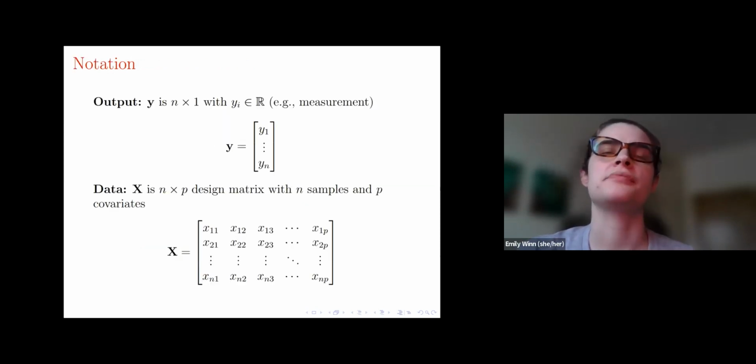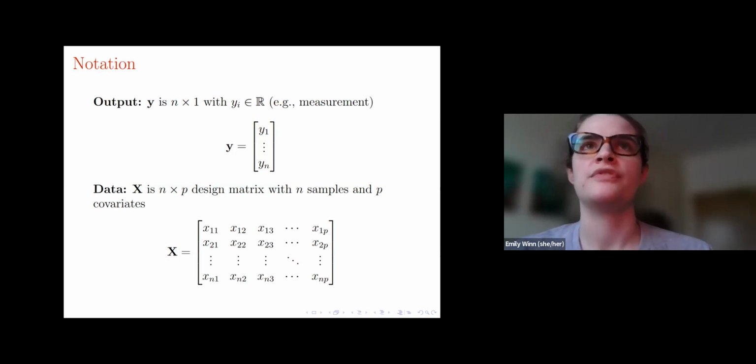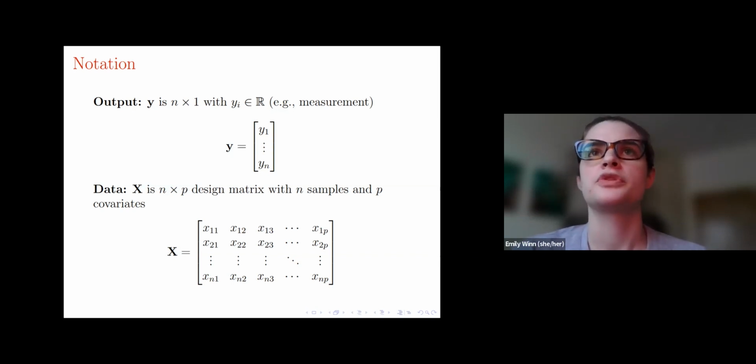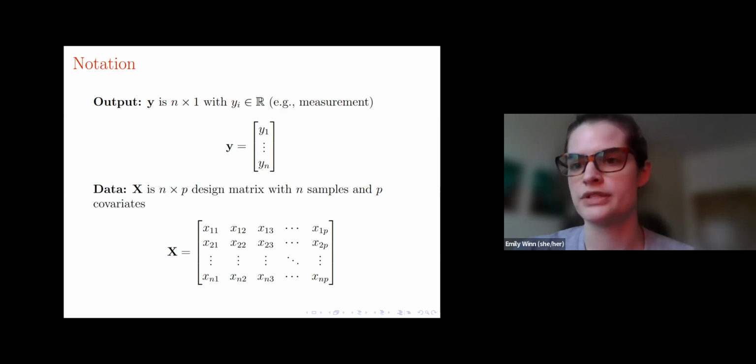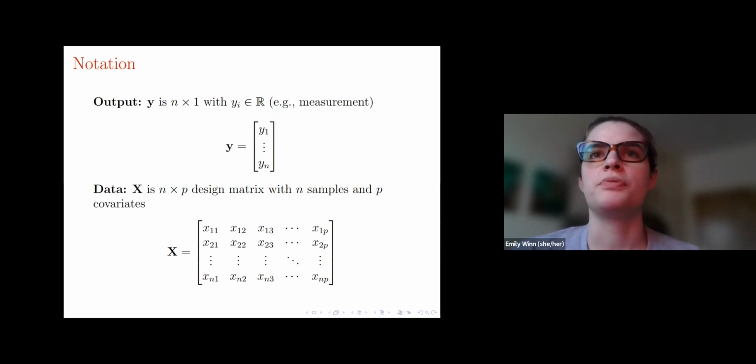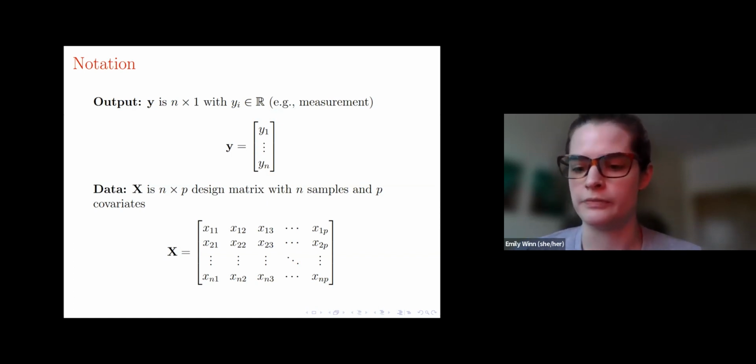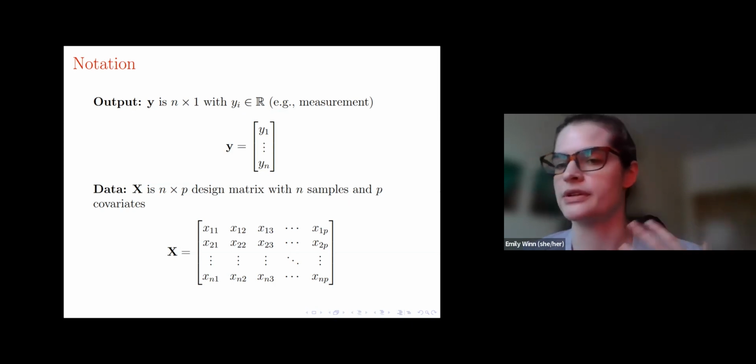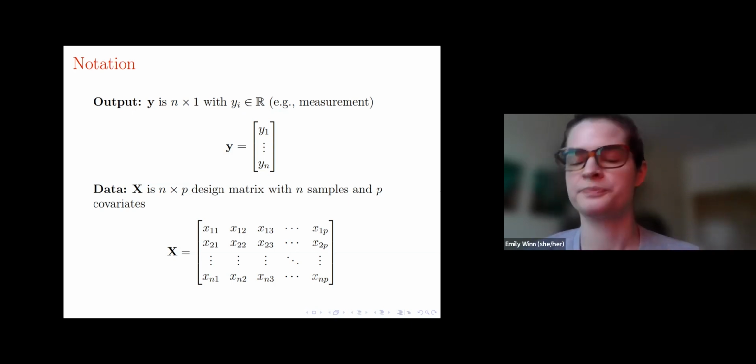So just some notation that we're going to be using for this talk. We have an output y, which is an n by 1 vector in the real numbers of some sort of measurement. So it's this vertical vector y. And then our data is an n by p design matrix with n samples and p covariates. So an example would be our input would be, say, the genetic sequences of a crop of corn. And then the output would be the crop height or the crop yield or different characteristics of the corn we want to measure.